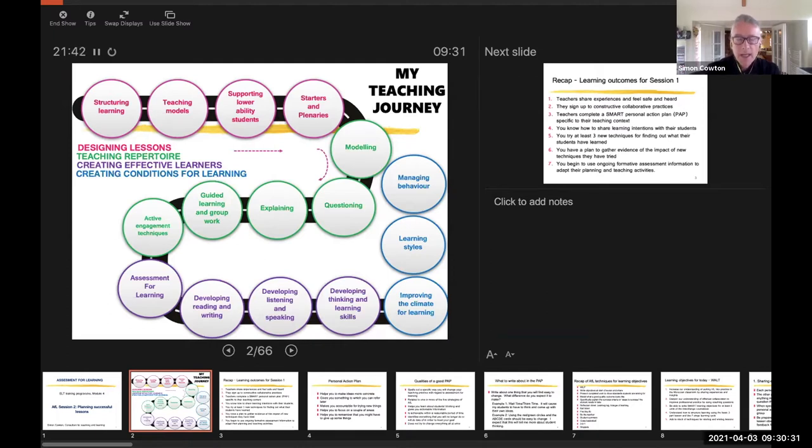However, the best way, and this is very shorthand, but the best way to manage behavior is through structuring the learning in a way which is accessible to all, which is enjoyable to all, and where the students can see the importance of what they're doing. Because if a student understands the importance of what they're doing and the learning objectives and intentions are clear to the student, this has a very big positive impact on motivation and on engagement.